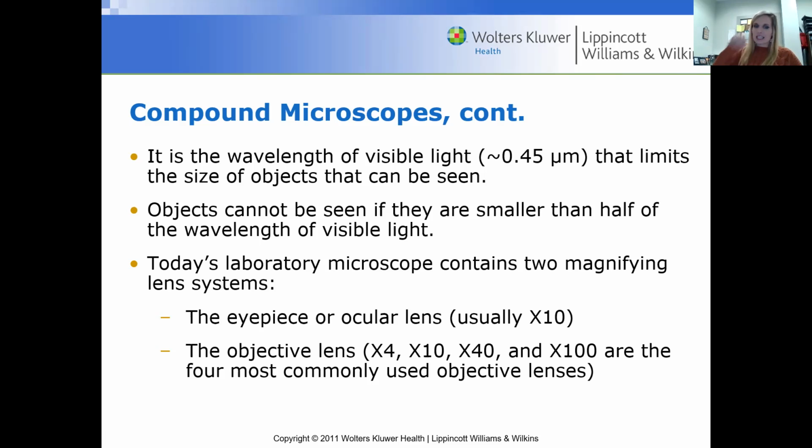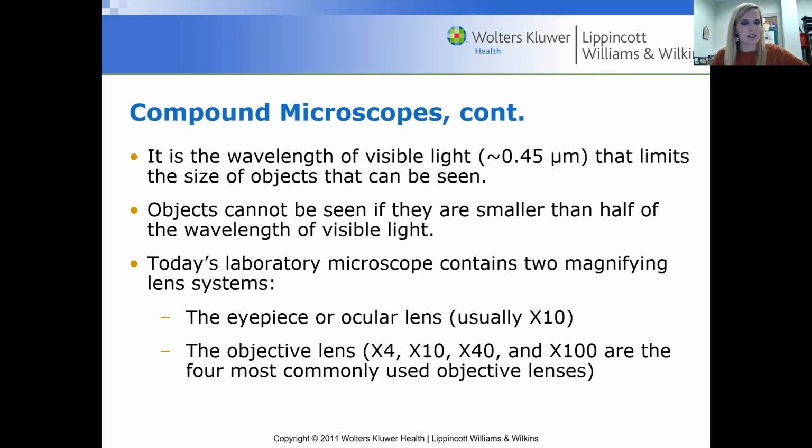Objects cannot be seen if they are smaller than half of the wavelength of visible light. So a lot of viruses, because they're smaller than that wavelength of visible light, we're not going to be able to see them on a compound microscope. Some viruses are a lot smaller than this. We're going to need a more advanced microscope, which we'll talk about towards the end of this chapter, to see those really tiny viruses.